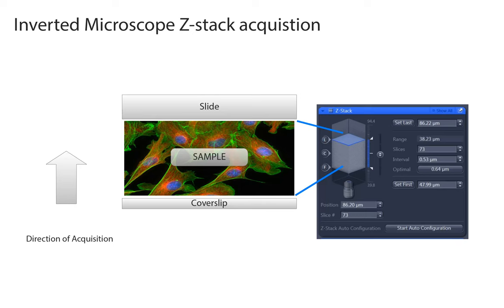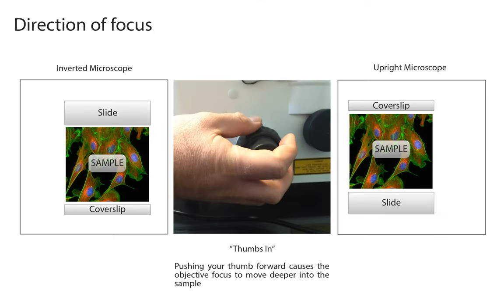On an inverted microscope, that means the stack is acquired from the first image closest to the cover slip and the last image farthest from the cover slip, as you can see in this image. On an upright microscope, the first image is farthest from the cover slip and the last image is closest to the cover slip. You can remember what direction you are moving the focus by remembering thumbs in. That is to say, when you rotate the focus knob, if you push your thumb forward, you are moving deeper into your sample. This is true on both an inverted and an upright microscope.